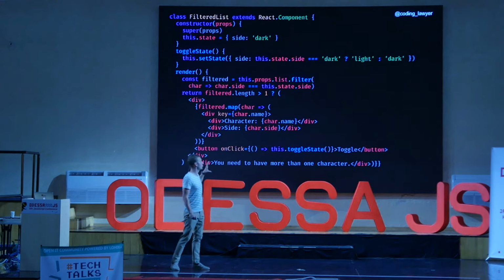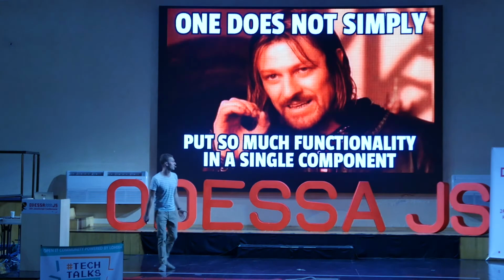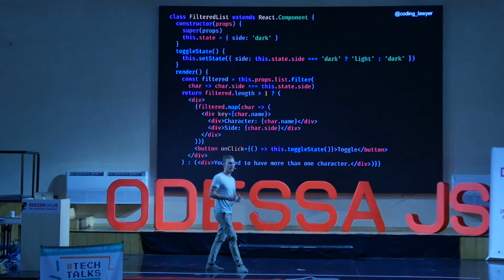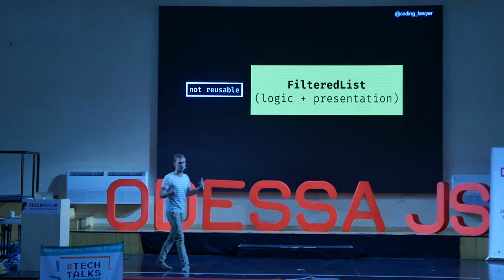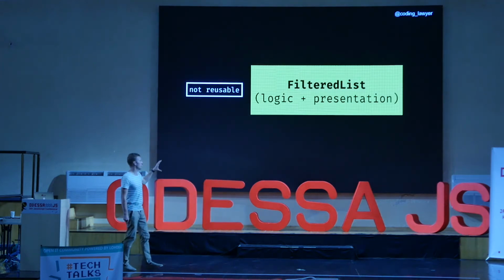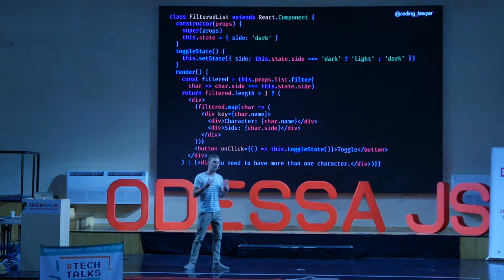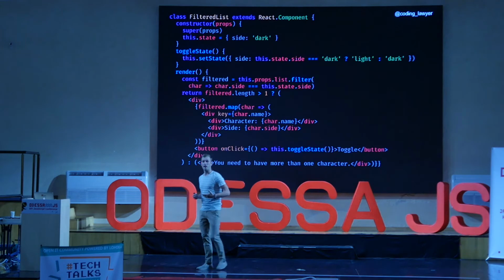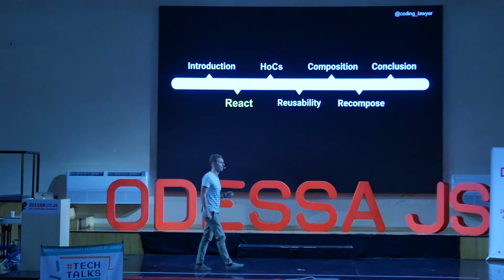Now, this code takes care of a lot of stuff. There's just too much functionality in this component, right? And because of it, it's hardly reusable. We cannot just take a piece of this code and use it elsewhere. We can think about this component like this. It's a filtered list component combining logic and presentation, and is hard to reuse. At the end of this talk, we'll be able to rewrite this hard-to-reuse piece of code into a reusable and maintainable React component composition. But first, let's talk more about React in a general way.